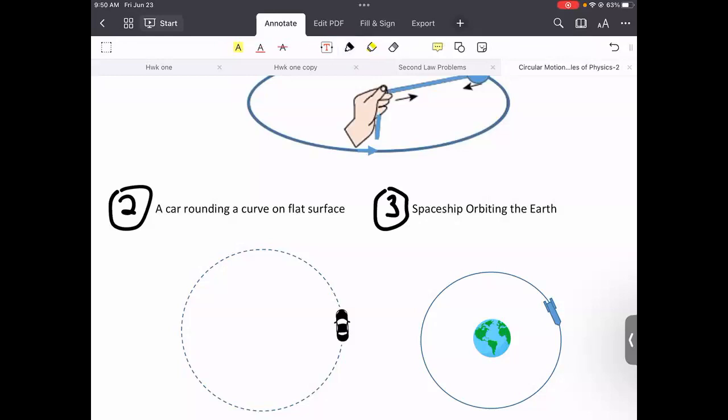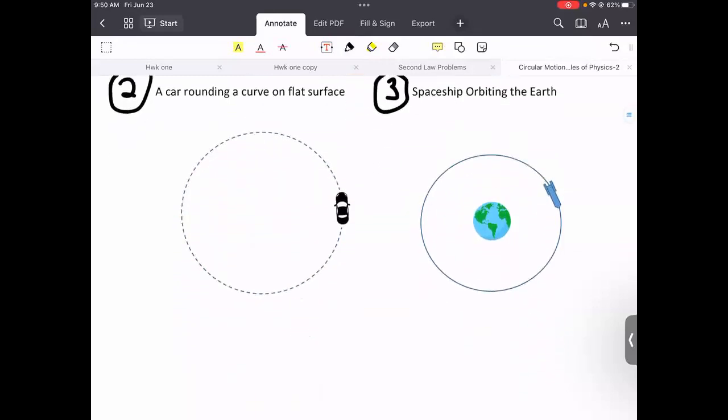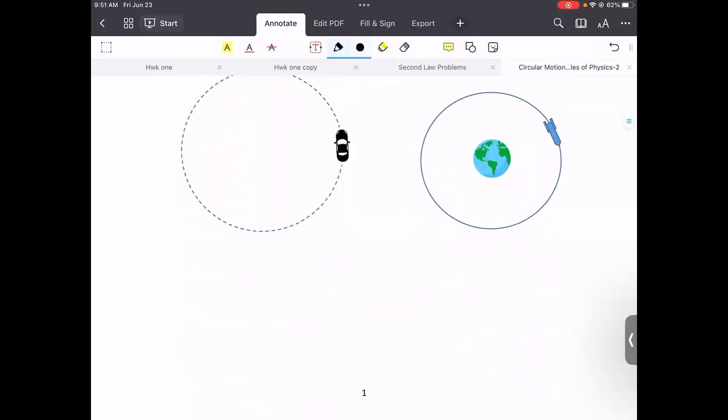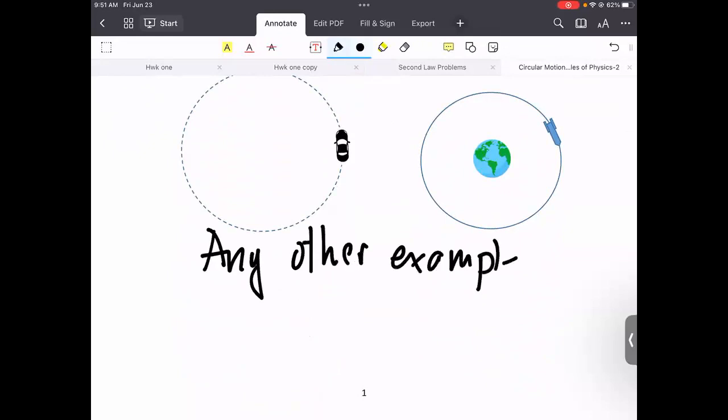We have a lot of examples in everyday life that demonstrate circular motion. So I would like you to think about those examples and list any other examples. Think about it, and you can list those examples somewhere in your notebook. All right, so let's move on.